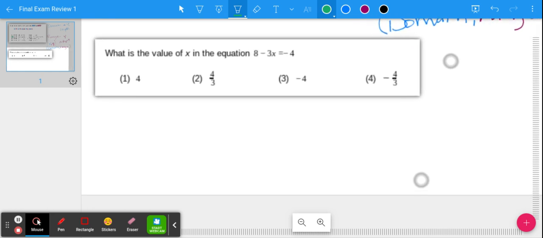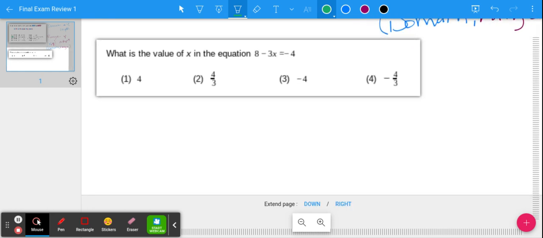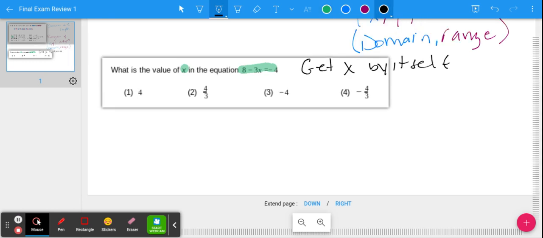All right, let's take a look at number 2. What is the value of x in the equation? So we're given this equation, and the question wants us to solve for x. That means we need to get x all by itself. So we have 8 minus 3x equals -4. Well, I see my x right here, and what's on the same side as x that we don't want? There's the 8 and the -3.